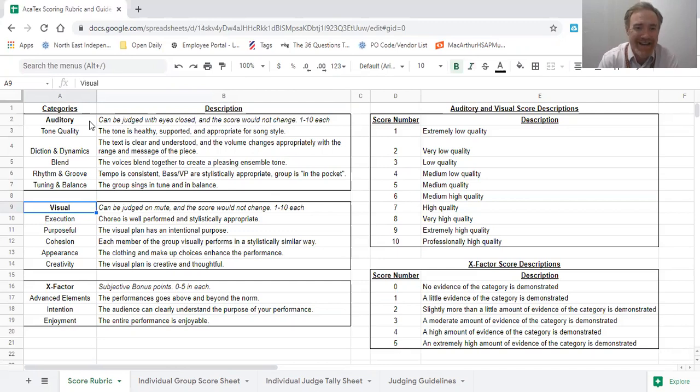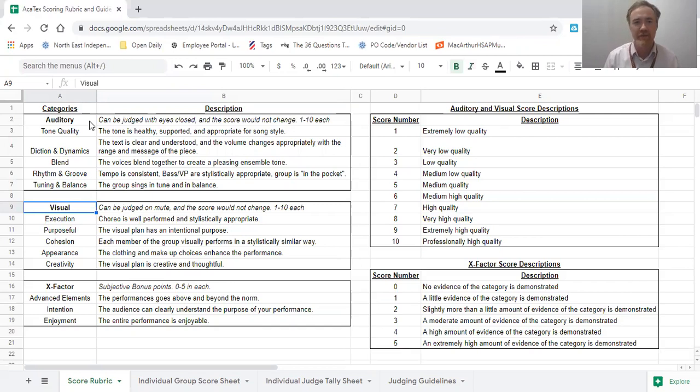Diction and dynamics. Can we clearly understand the text and do the dynamics make sense with the performance of the song? Blend. The voices blend together to create a pleasing ensemble sound. Rhythm and groove. I love this one. The tempo is locked in and consistent. The group is in the pocket.